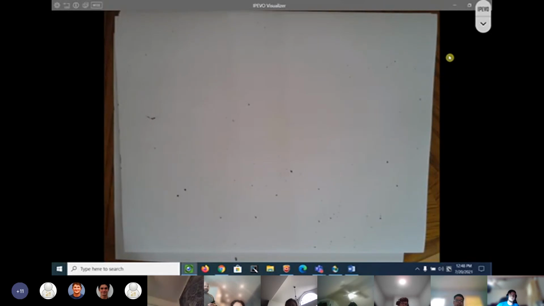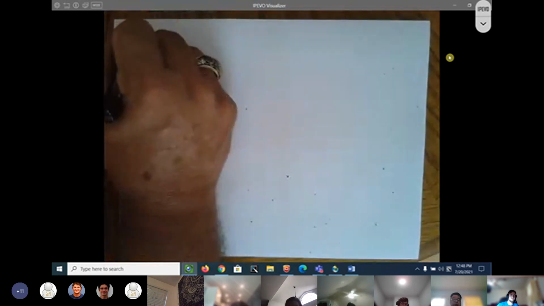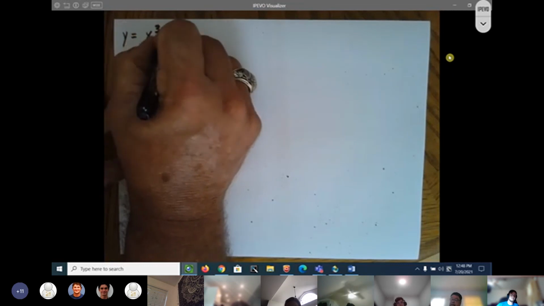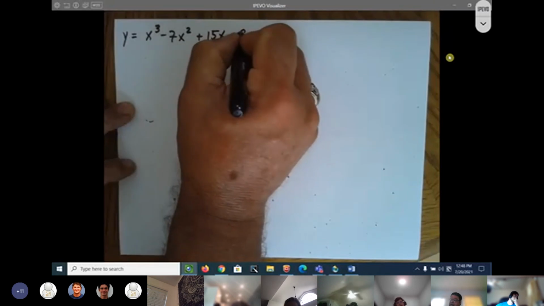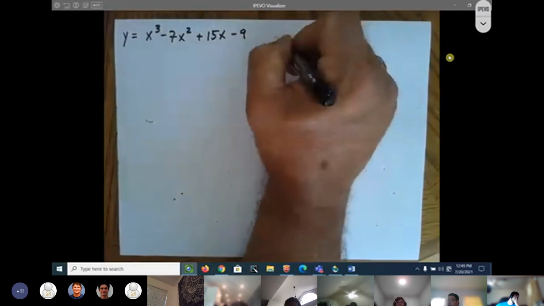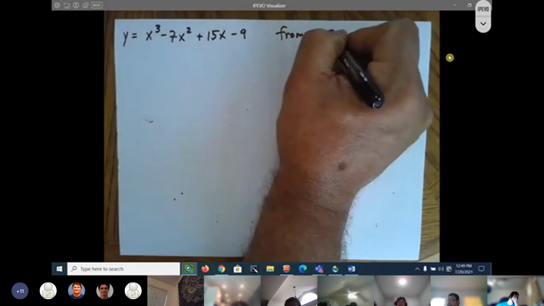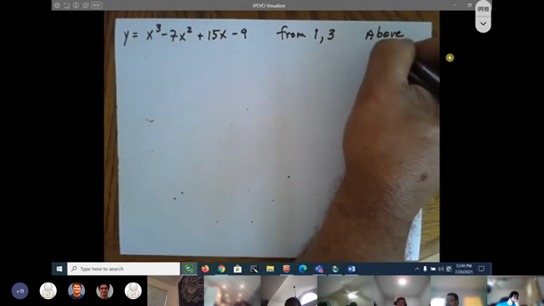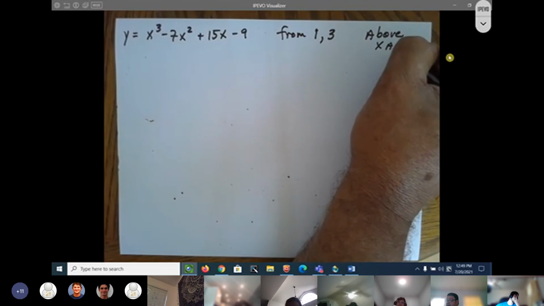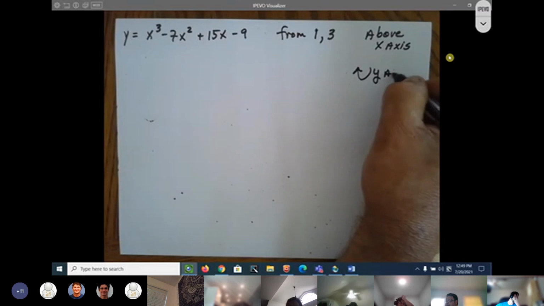Here you go. y is equal to x cubed minus 7x squared plus 15x minus 9. You're going from 1 to 3. x is equal to 1 to 3. And it's all above the x-axis, which means in the first quadrant. And it's going to be rotated around the y-axis.